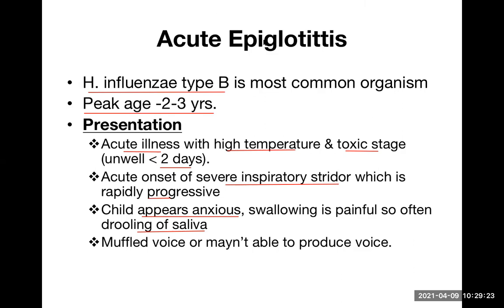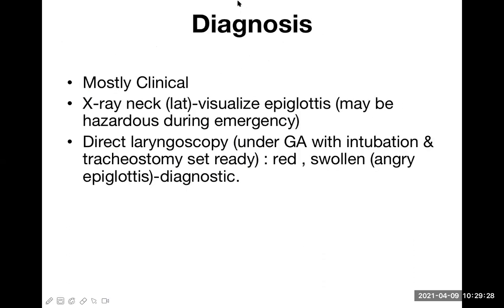Let's move on. Now, how to make a diagnosis? Diagnosis is mainly clinical. So what are those clinical points? Let me repeat again. The age group is important. Okay, a 2 to 3 year old child or less than 5 year old child. Then they have high grade fever. They look acutely sick. The history is just 2 to 3 days. And they are drooling the saliva. They're acutely breathless. All these things are important.